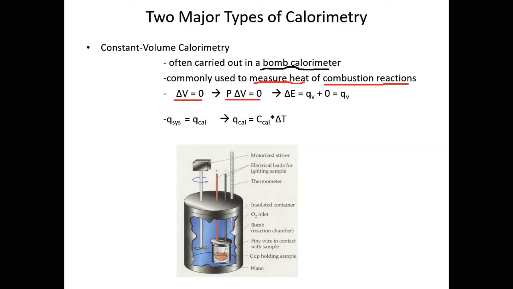There's no work done because delta V is zero, so delta E is equal to the heat at constant volume. And so again, the fundamental principle for bomb calorimetry is that the heat released by the system is absorbed by the calorimeter. Now, the way we find the heat of the calorimeter is a little bit different than the coffee cup. So what we need is Ccal, which is the calorimeter constant.